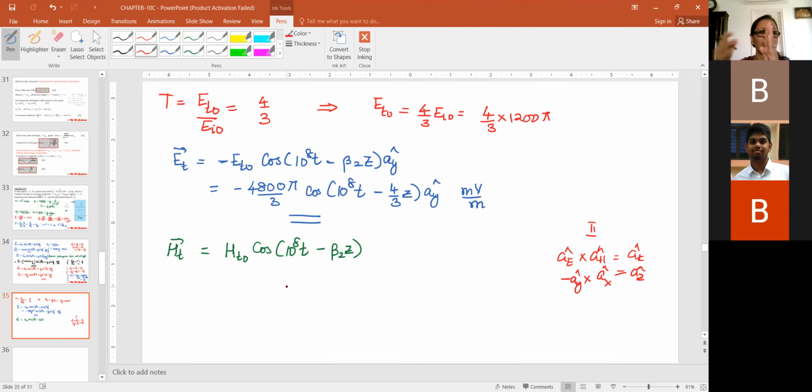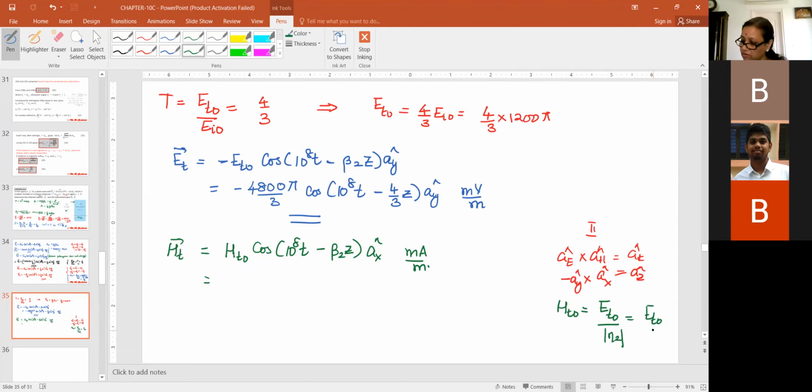Only thing is your medium is different. Therefore, eta 2 and beta 2 will all come into picture. So therefore here I will write a x cap milliamps per meter. Now substitute. What is H T naught? H T naught will be equal to E T naught by eta 2. Very good. Okay, that is E T naught.